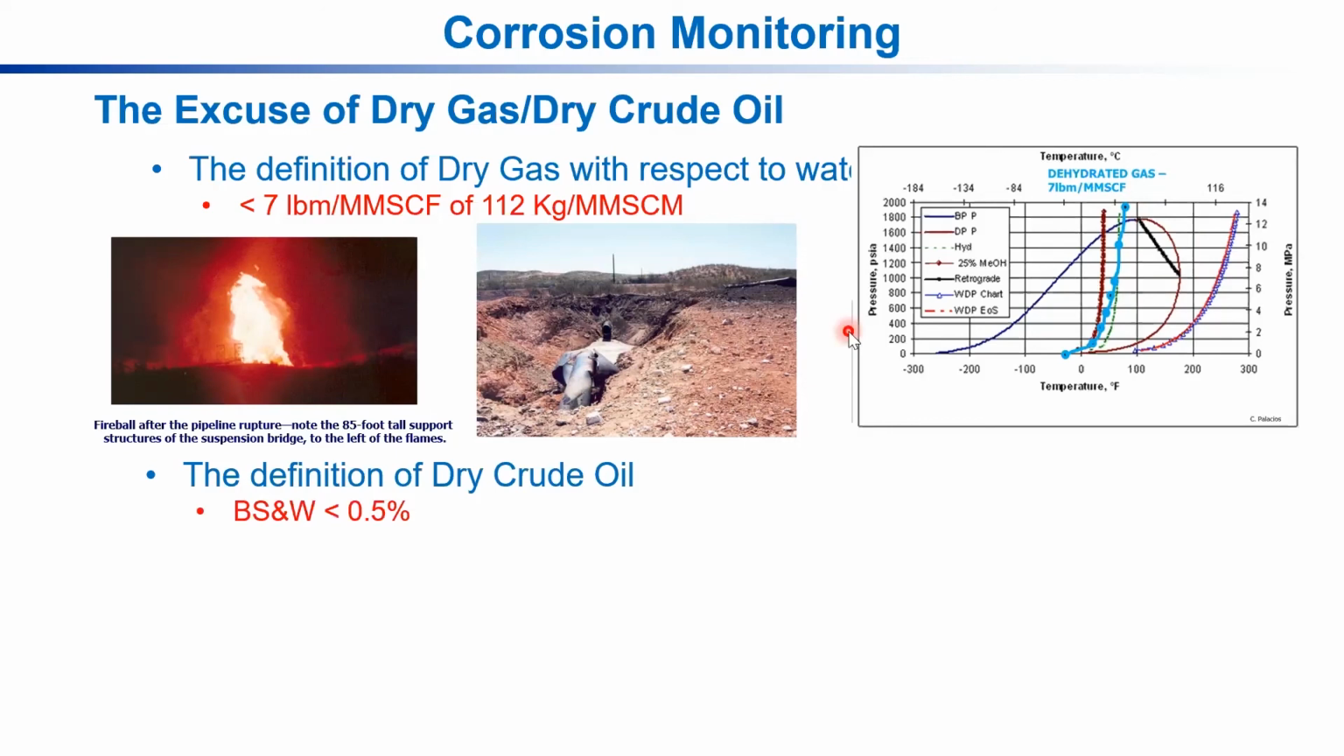The other argument, dry crude oil. The definition of dry crude oil is that the crude oil will have less than 0.5% of BS&W. BS&W stands for base sediment and water, mostly water. But then think about it. My pipeline is producing 400,000 barrels of oil a day. That is equivalent to 2,000 barrels of water. Is that dry? Oh, no.